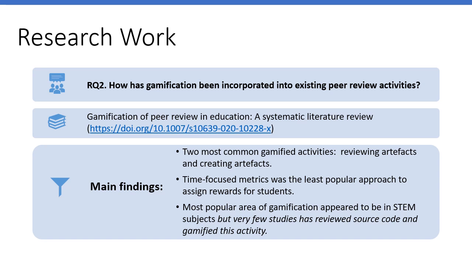The second research question looks at how gamification has been implemented and evaluated in general peer review activities. We conducted a systematic review, and the main findings of this review include the refinement of the peer review model from HEMA and the identification of the most gamified activities in the literature, which are reviewing artifacts and creating artifacts. And we also identified the least gamified activities, such as viewing artifacts or rating feedback.